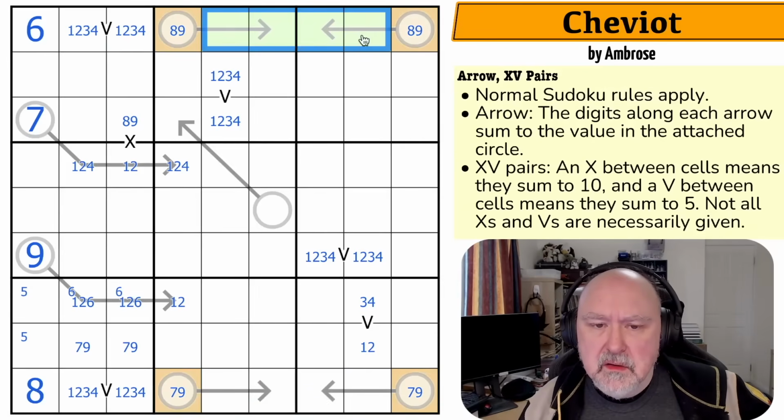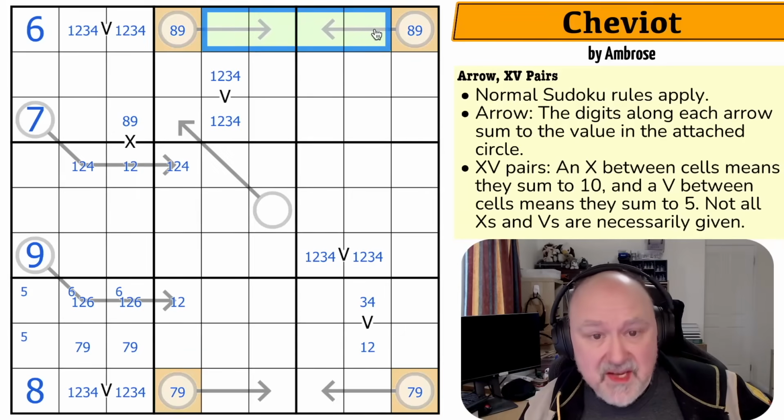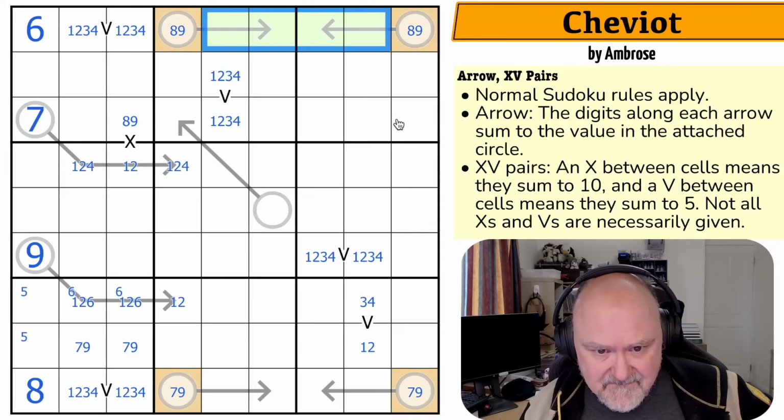What about up here? 7, 1 would leave, hang on, I can't, oh, 4, there's a 5 up here. 5, 4 would leave 7, 1. 5, 3 would leave 7, 2. It just works. There's a 5 and a 7 up here. Okay. I haven't cracked this puzzle yet.